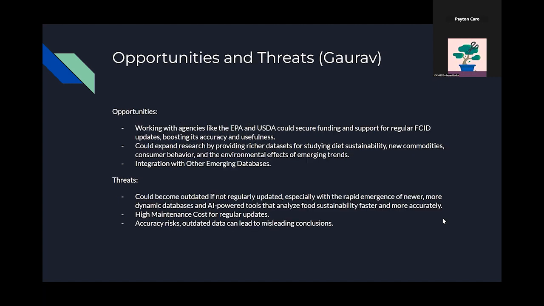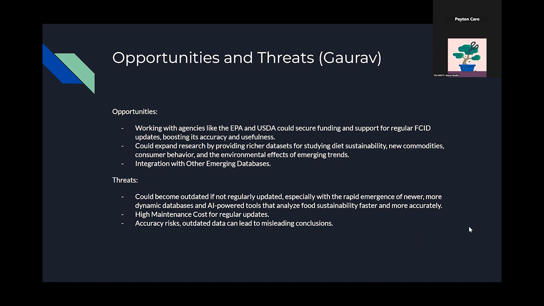And looking into the opportunities here, collaborating with agencies like EPA, USDA could secure funding to support more regular updates, which could help boost accuracy and relevance. Additionally, expanding the research capacity by adding data sets on diet sustainability, new food commodities, and consumer behavior could open new areas for study. And along with that, integrating with other imaging databases could further enhance the platform reach.